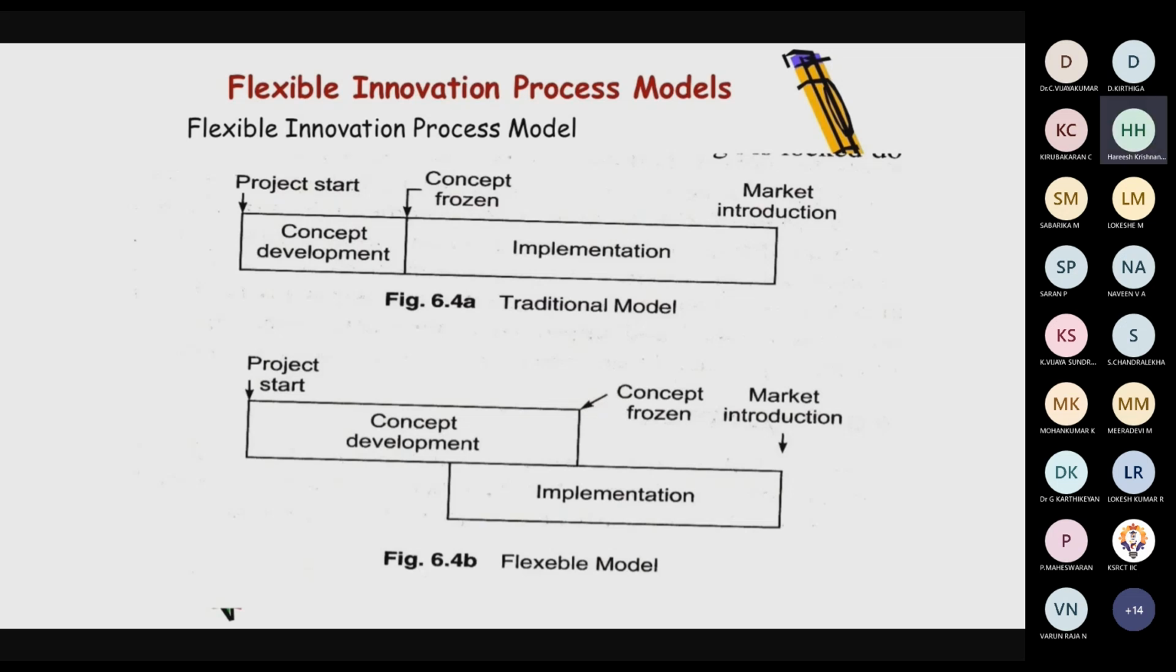The model attempts to explain the radical innovation process in a rapidly changing business environment. Nowadays, in most cases, the flexible invention process falls under radical invention. Okay, these are the main invention process models.